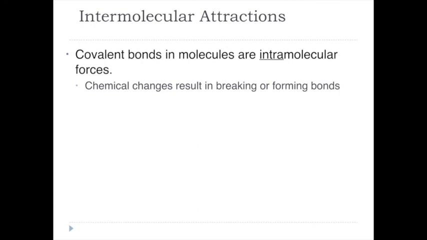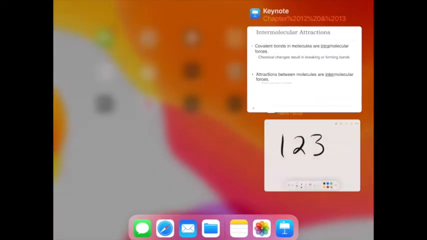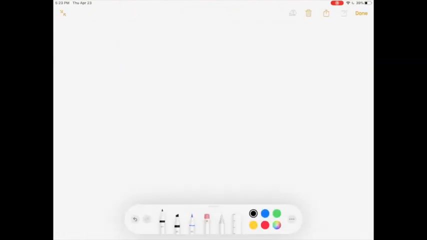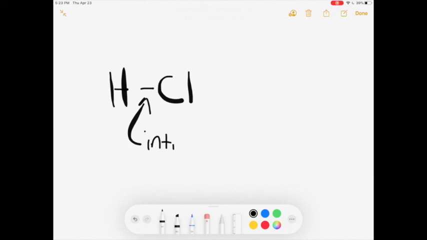So covalent bonds and ionic bonds are considered intramolecular forces. So that's different. Those intramolecular forces are very strong compared to our intermolecular forces. And just to give you an example here, okay, we have HCl. This bond right here is a covalent bond. It's an intramolecular force.